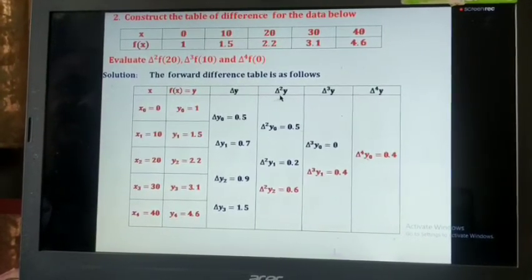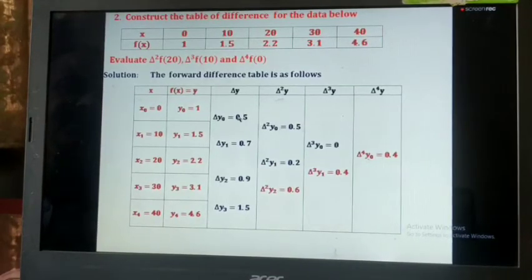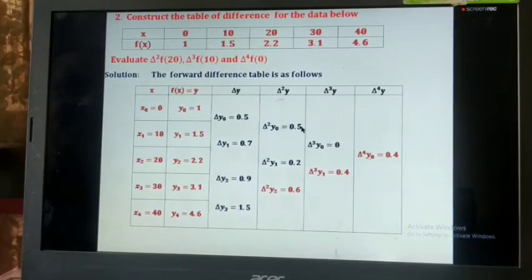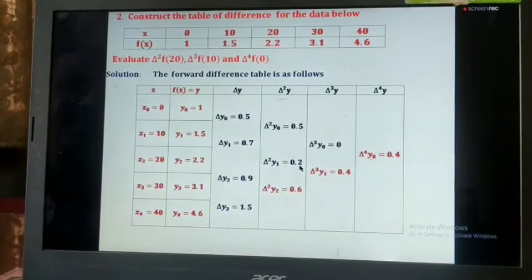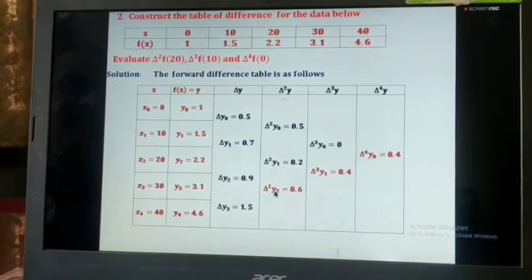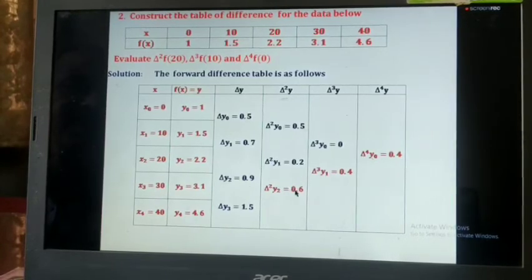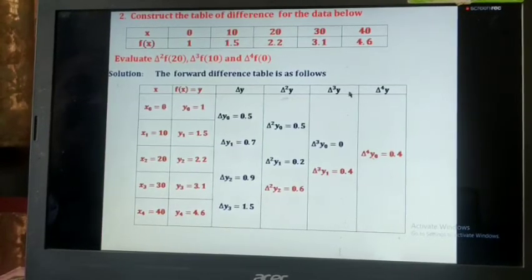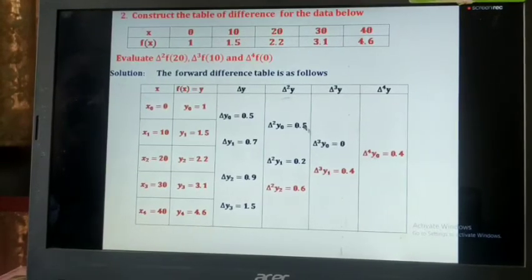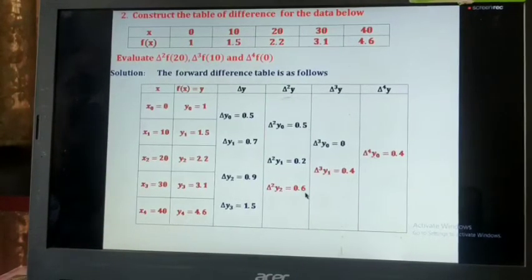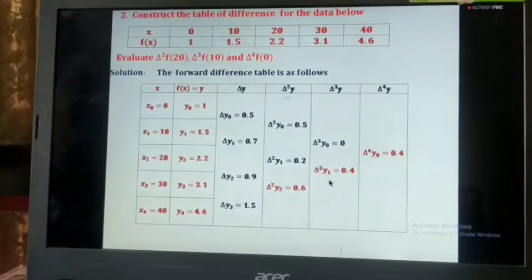Next, the second differences: delta square y0 is 0.7 minus 0.5, which is 0.2; delta square y1 is 0.9 minus 0.7, which is 0.2; and delta square y2 is 1.5 minus 0.9, which is 0.6. Next, the third differences: delta cube y0 is 0.2 minus 0.2, which is 0; delta cube y1 is 0.6 minus 0.2, which is 0.4; and the fourth difference, delta 4 y0, is 0.4 minus 0, which is 0.4.